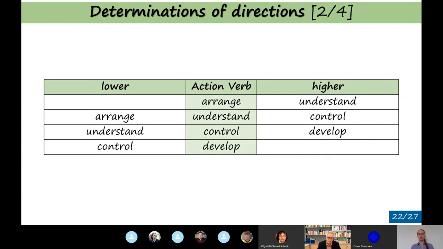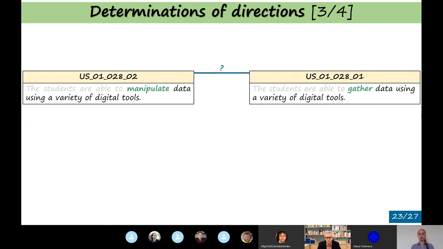For determination of directions, I use action verbs. They are stored in a table where the main action verb is stored in the middle. On the left side, the action verbs of a lower level are stored, and on the right side, action verbs of a higher level are stored. To determine the relation, in our example, I use the action verbs manipulate and gather. According to the table of action verbs, gather is of a lower level than manipulate. That's why this pair gets a coefficient of minus one, which means that the first learning outcome requires or expands the second learning outcome.